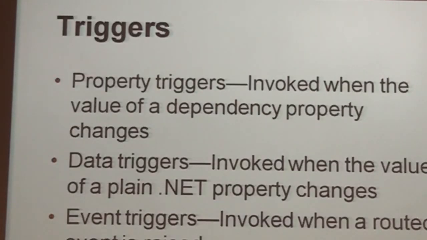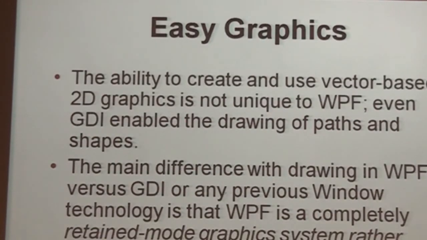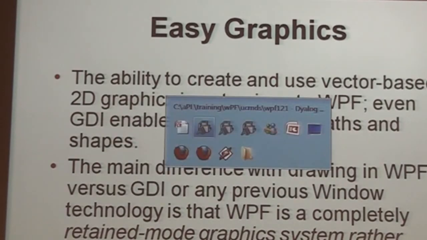Triggers. I think we've seen something before when you have a property that changes. Using a dependency property, you can change something else. So you have several types. You've got property, data, and event triggers. You can express very complex logic with triggers. You can have several, and if they're all on or any of them, something can happen just like you would expect. You can have graphics, 2D, 3D, just to give you an idea.